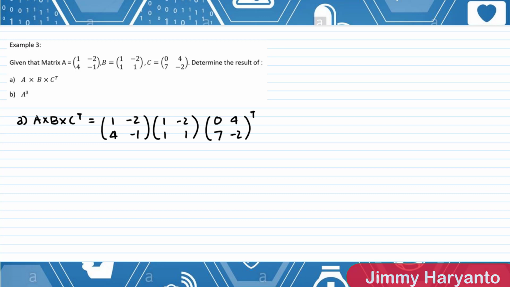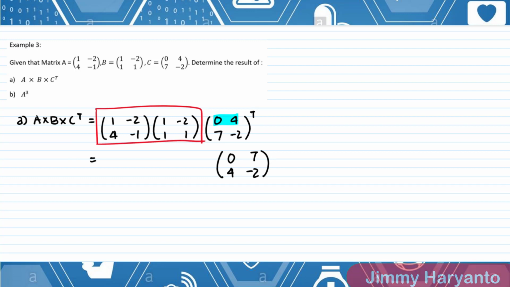Okay, so remember what transpose is. For the transpose, we have to flip the row and the column. So if the first row is 0, 4, that means when we transpose it, you will get a column with 0 and 4. After that, 7, negative 2 as the second column. And then for this one, we will multiply it first. So let's follow the rules.